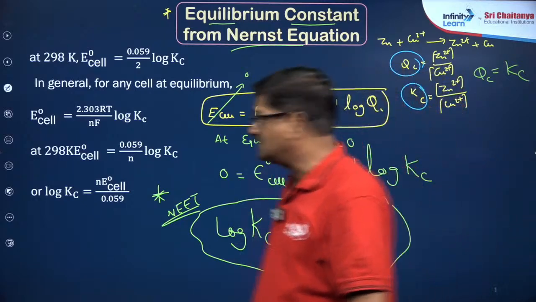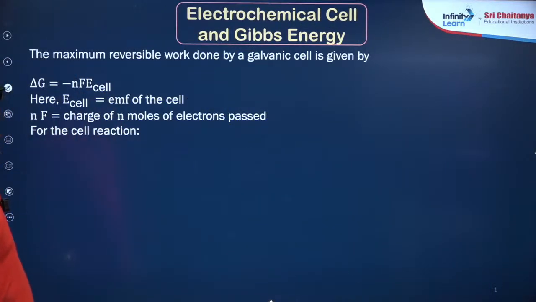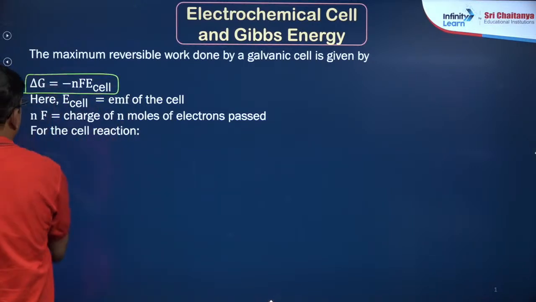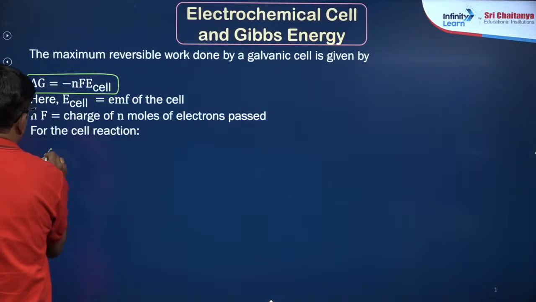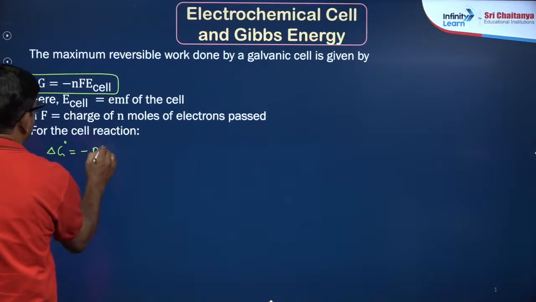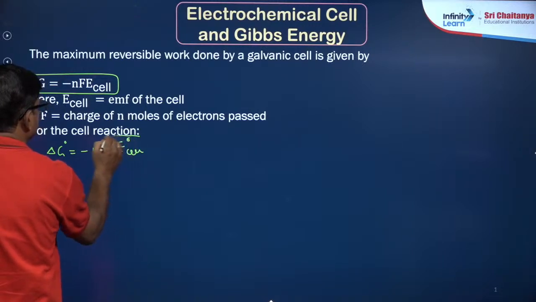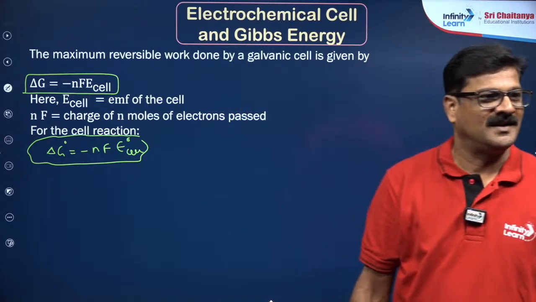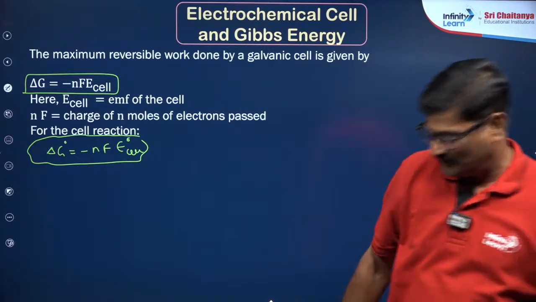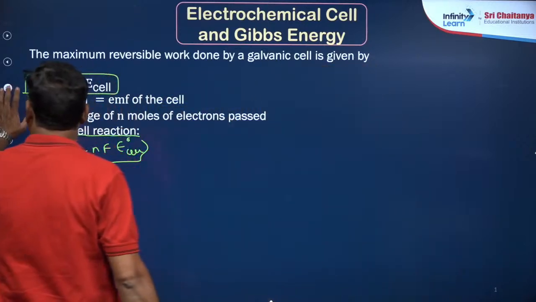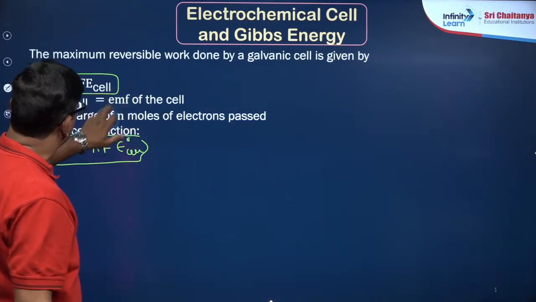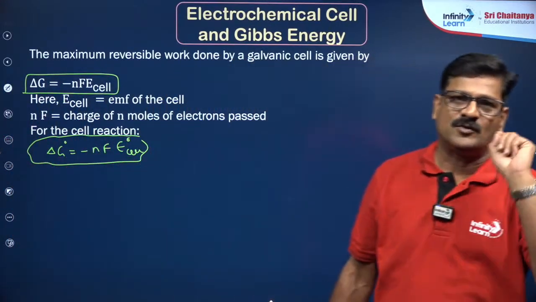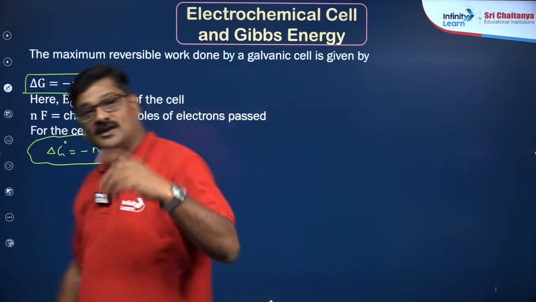एक बार रिवाइज करना चाहता हूं, जल्दी जल्दी कर लो बेटा. Next, maximum reversible work done by a galvanic cell is given by minus nFE cell, or you can also say delta G naught is equal to minus nFE naught cell. And this is a very important thing. Very important thing I want to give you. जो भी एग्जामिनेशन आप लिखने का कोशिश करो, let it be NEET, let it be IIT, one question I just want to discuss, one concept related to that question.